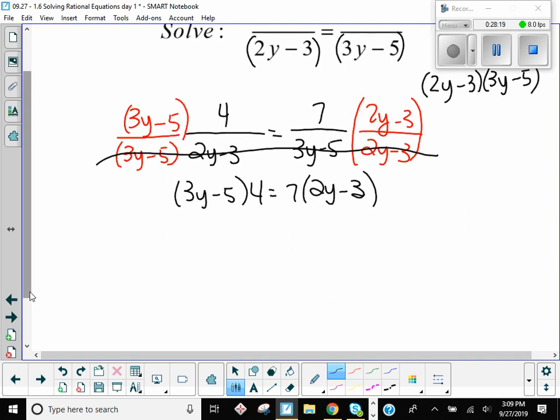Okay, so you solved that equation. So now it's easy to solve, because there's no more denominators. We cleared them. And please raise your hand when you have an answer.